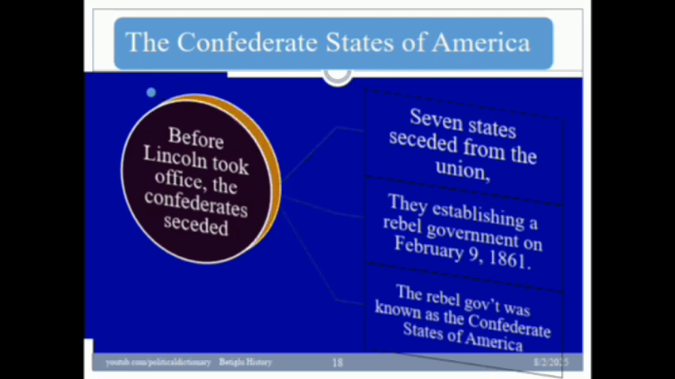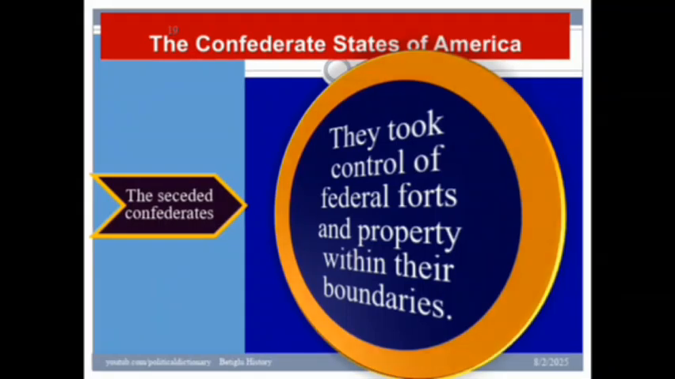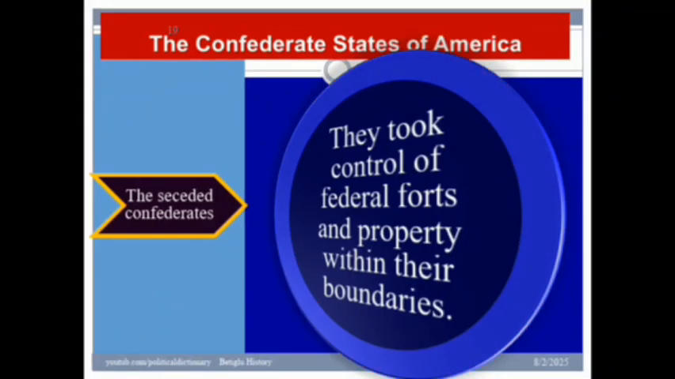Before Lincoln took office, 7 states seceded from the Union, establishing a rebel government, known as the Confederate States of America, on February 9, 1861. They took control of federal forts and property within their boundaries. Figure 1.4. Abraham Lincoln.